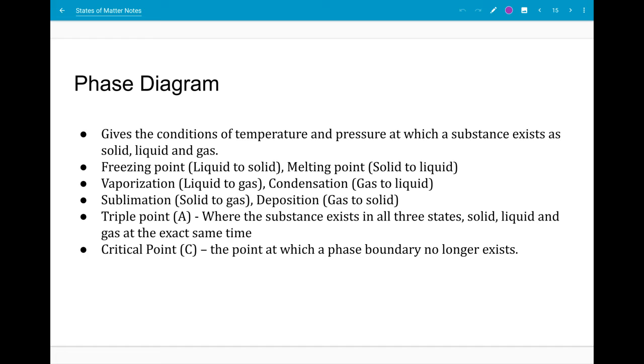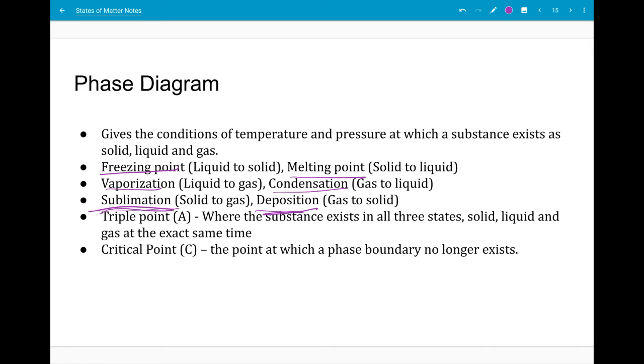Now, a phase diagram will give us the conditions of temperature and pressure at which a substance exists as a solid, liquid, and gas. And a lot of this is vocab, and most of it I'm assuming you know. I bet you've heard of a freezing point or a melting point, vaporization and condensation. And notice I'm putting things as opposites. Sublimation is like dry ice. It goes directly from a solid to a gas. And if we go the opposite direction, that's deposition.